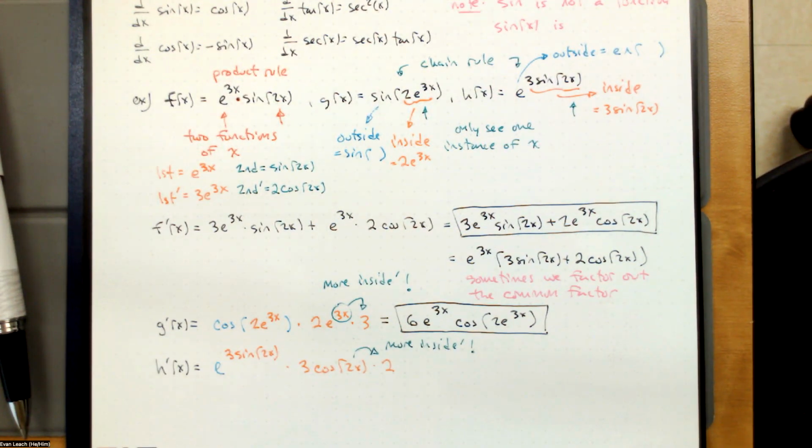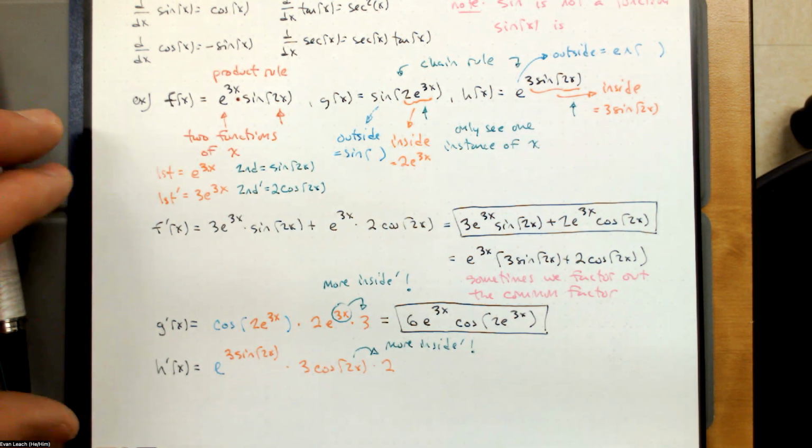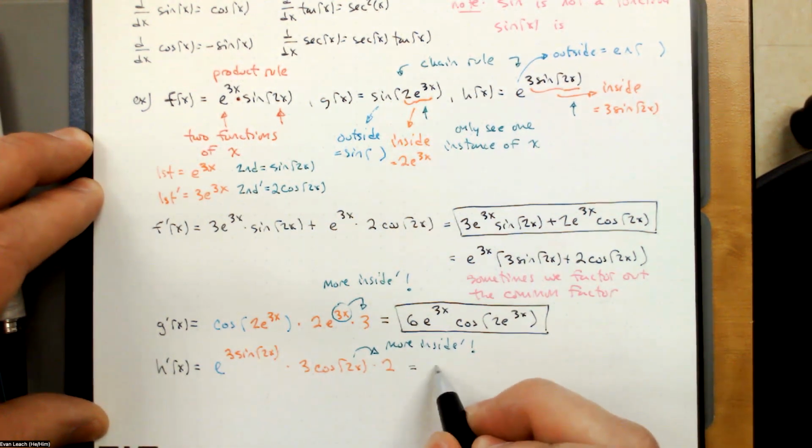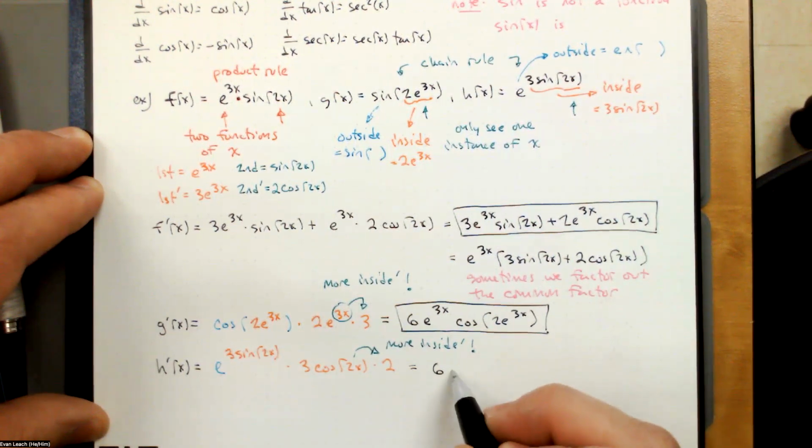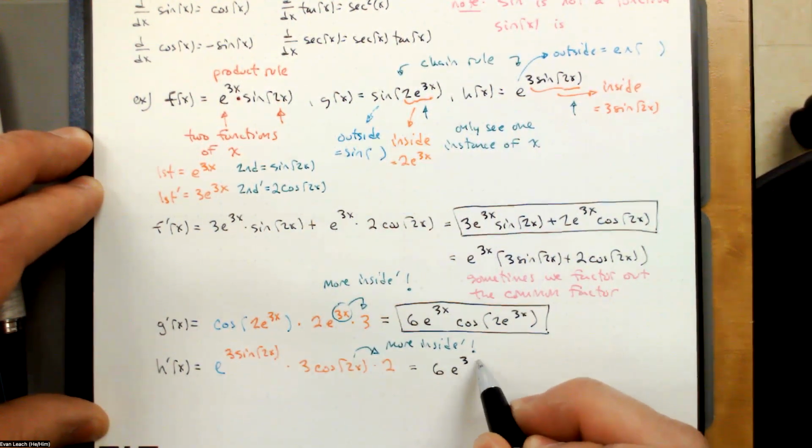Once again, this is a mess. It's one big term with multiple constants. Let's clean this up. So 3 times 2 is 6. I like my exponential stuff to go first, my exponential factors to go first.